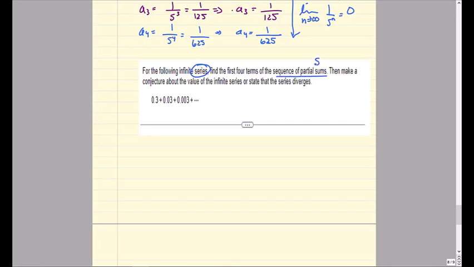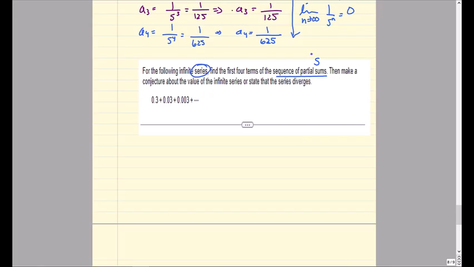So this is when we use S. S sub 1 would be the first term, S sub 2 would be the sum of the first and second terms. It says, for the following infinite series, so I'm taking all the terms and I'm adding them together infinitely. And you would think if I added to something infinitely, meaning I kept adding and adding and adding, it would eventually go toward infinity, but that's not actually the case sometimes. So this might be a pretty interesting problem. Then it says make a conjecture about the value of the infinite series or state that the series diverges.